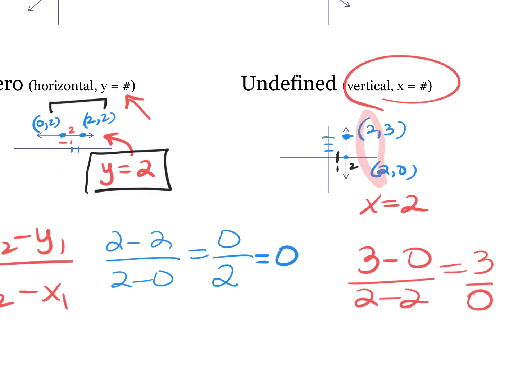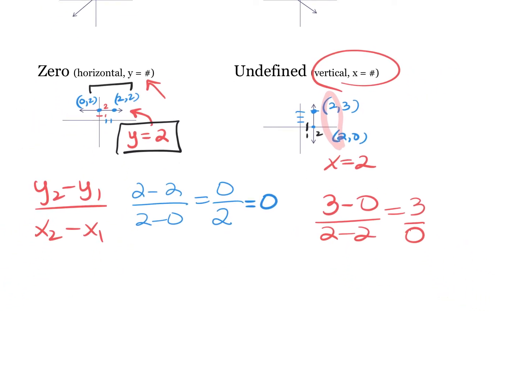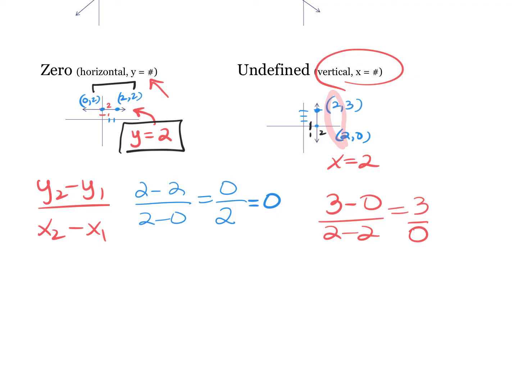Notice this time the zero's in the denominator. If I give you a question like this on the test, I don't want you to leave it like that. I want you to tell me that this simplifies to undefined. Same thing on this one. When the zero's in the numerator, I want you to show me it simplifies to 0.